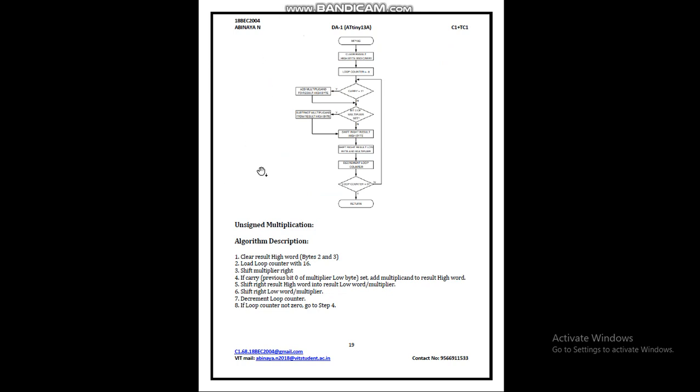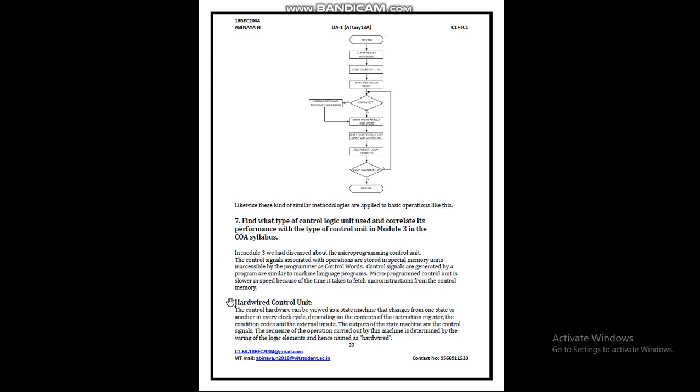This is the basic flowchart of this process. In the unsigned multiplication, it is similar to that. We have the same 8 steps. And this is also the flowchart for the unsigned multiplication.